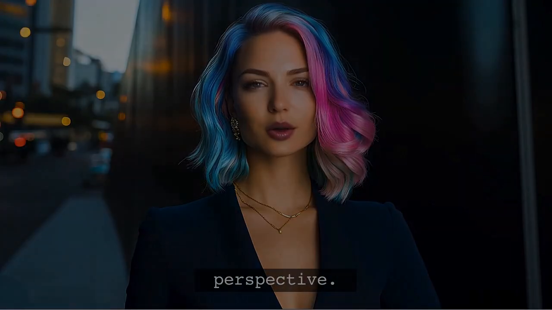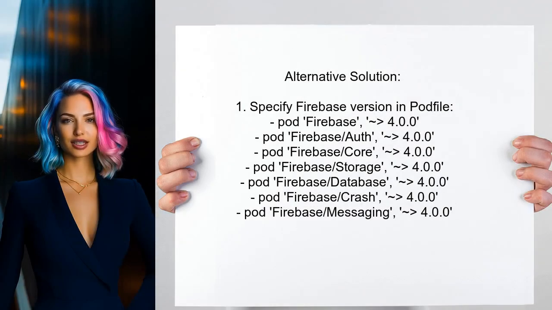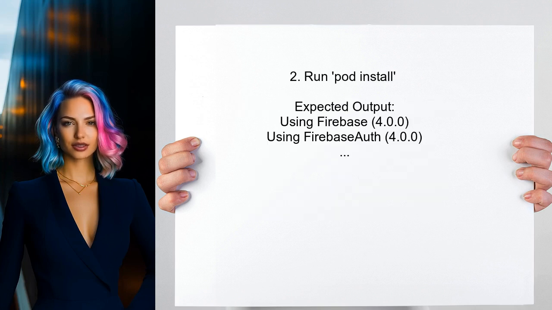Let's see another perspective. An alternative solution from another user suggests specifying the version of Firebase in your pod file. By adding the version number, like 4.0.0 for each Firebase pod, the update to version 4.0 will succeed, and the correct functions will work in your project.